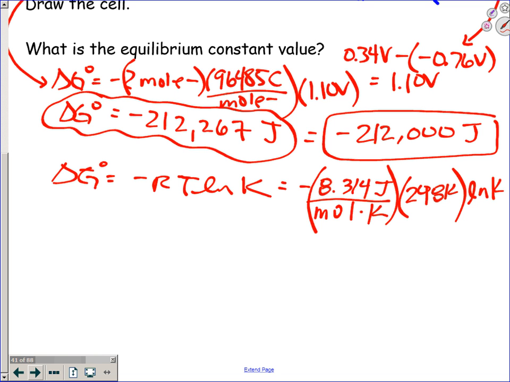So delta G is equal to negative RT ln K. I need to isolate ln K. So when I take negative 212,000 divided by negative RT, or negative whatever this is together, then you'll get ln K. What is ln K?